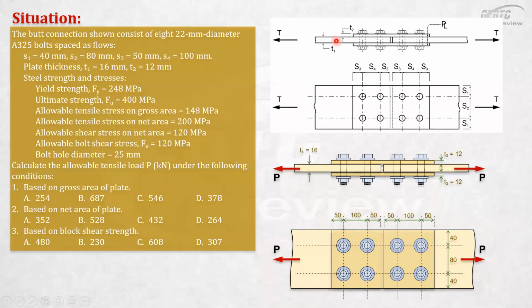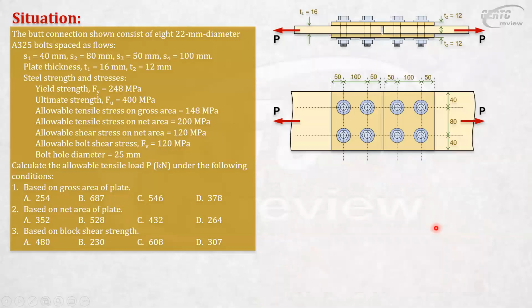The allowable stress on gross area is 148 MPa, the allowable stress on net area, the allowable shear stress on net area, the allowable bolt shear is 120 MPa, and the bolt hole is 25 mm. So we are to compute the value of P based on the following criteria: based on bolt, based on gross area, based on net area of plate, and based on block shear. All right, the dimensions are reflected here.